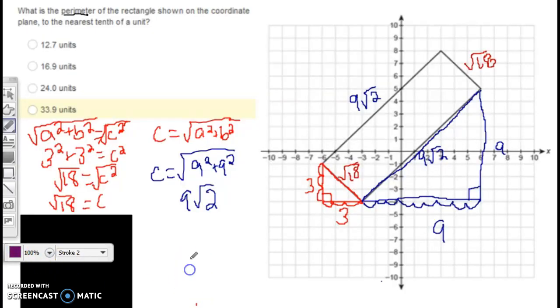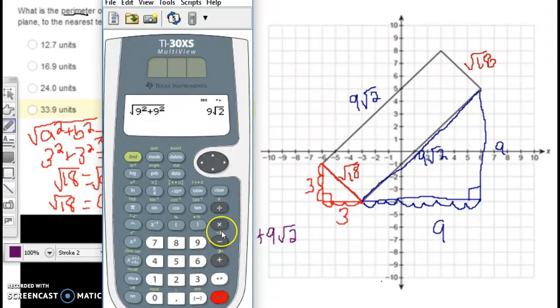So let me change colors here. We would add the square root of 18 plus the square root of 18 plus 9 root 2 plus 9 root 2. And I'm just going to go and type that into my calculator. Oops. I have to get out of my radical. There we go.